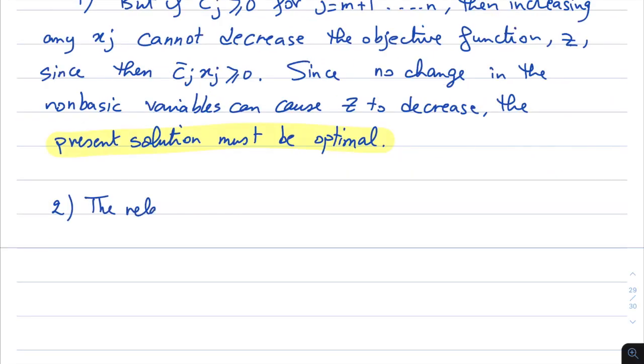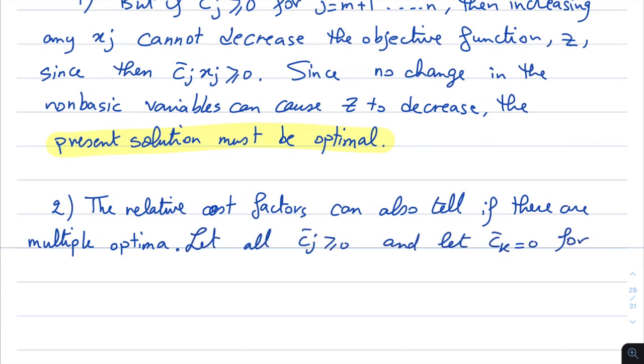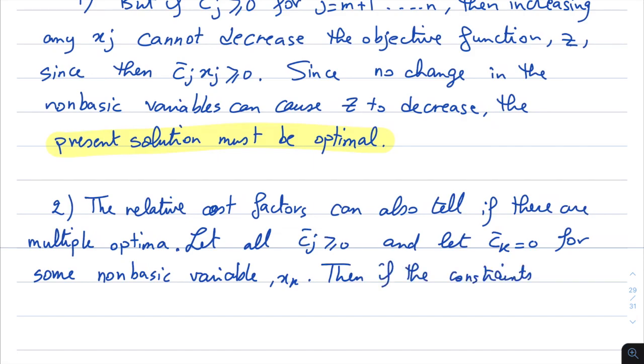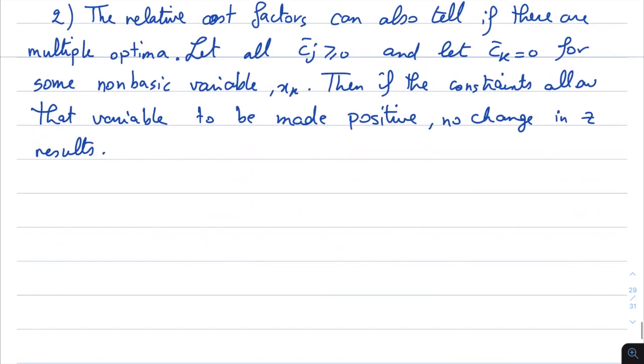The second point in the proof: the relative cost factors can also tell if there are multiple optima. Let all C̄j be greater than or equal to zero, and let one of them, C̄k, equal zero for some non-basic variable xk. Then if the constraints allow that variable to be made positive, no change in Z results.